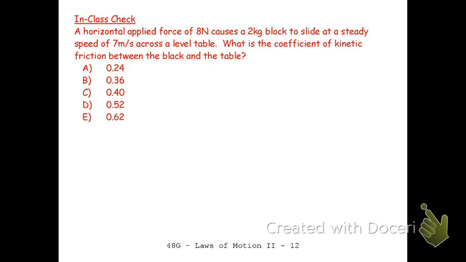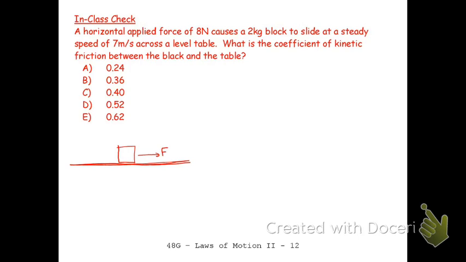A force of 8 newtons causes a 2 kilogram block to slide at a steady speed of 7 meters per second across a level table. I need to start bringing the clickers so you can have a go at these. Let's have a look. Horizontal force of 8 newtons.